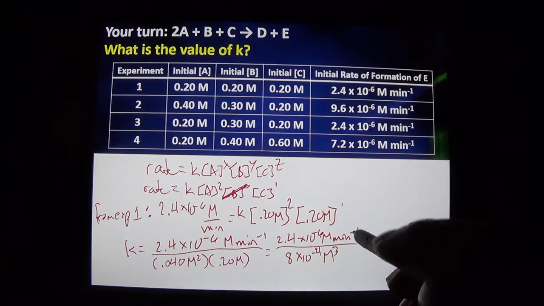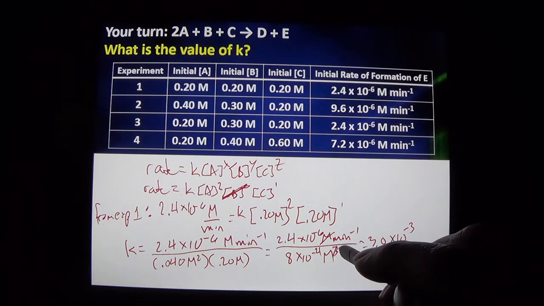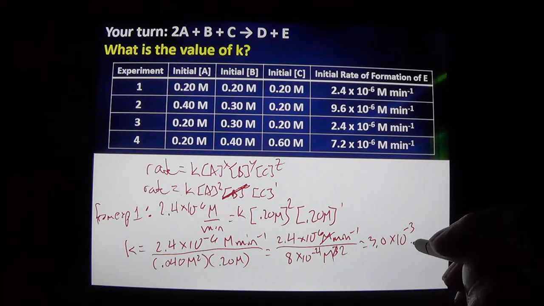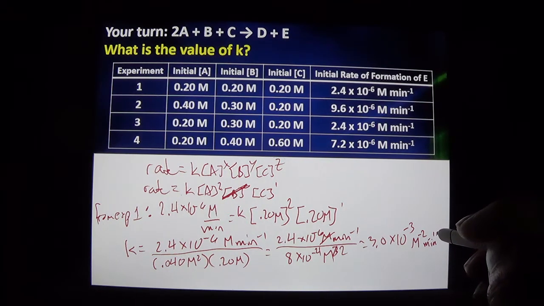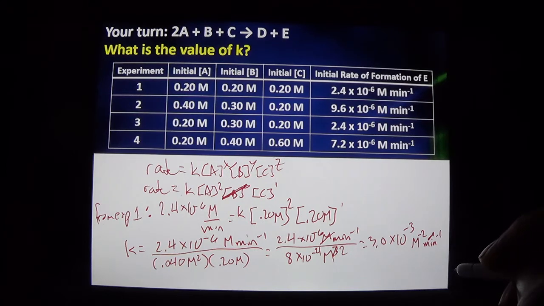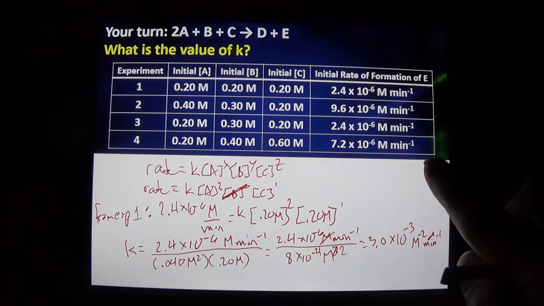What's my label? Super important. That molarity will cancel one of those molarities, so I get per molarity squared per minute. There we go. So there's my label, there's my value of K, 3.0 times 10 to the negative 3.